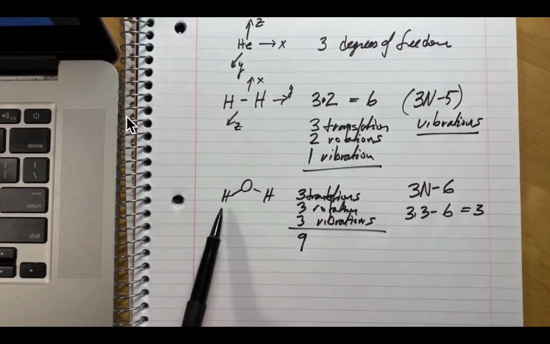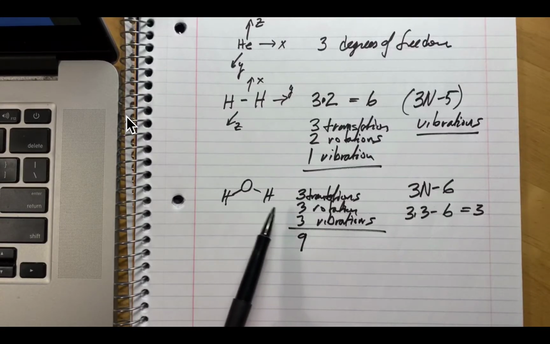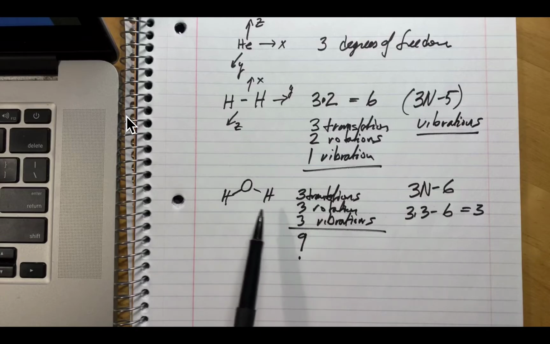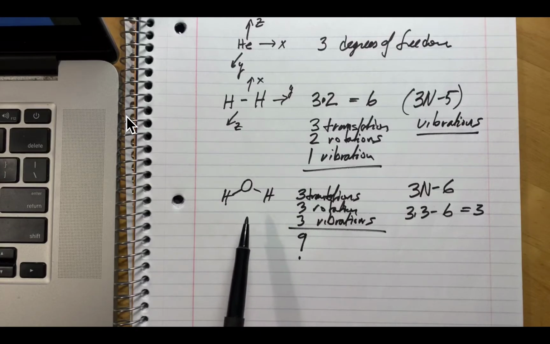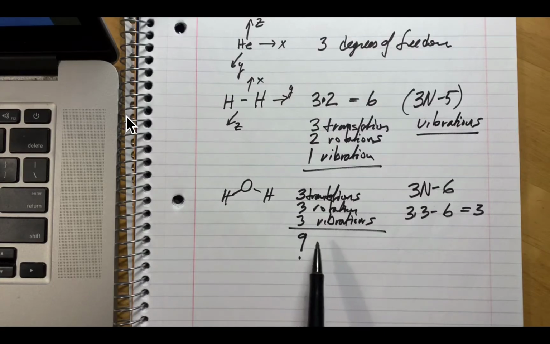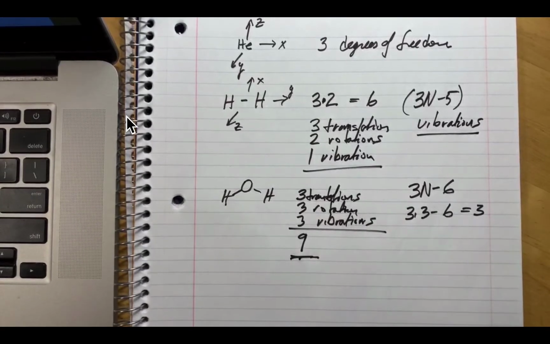So the individual atoms, when they were individual, this one had 3 degrees of freedom, this one had 3, and this one had 3. So we don't lose any degrees of freedom in doing this process. They just become different things. So some of those movements, some of those translations that the individual atoms had, become rotations, some of them become vibrations. We're left with 9 at the end.